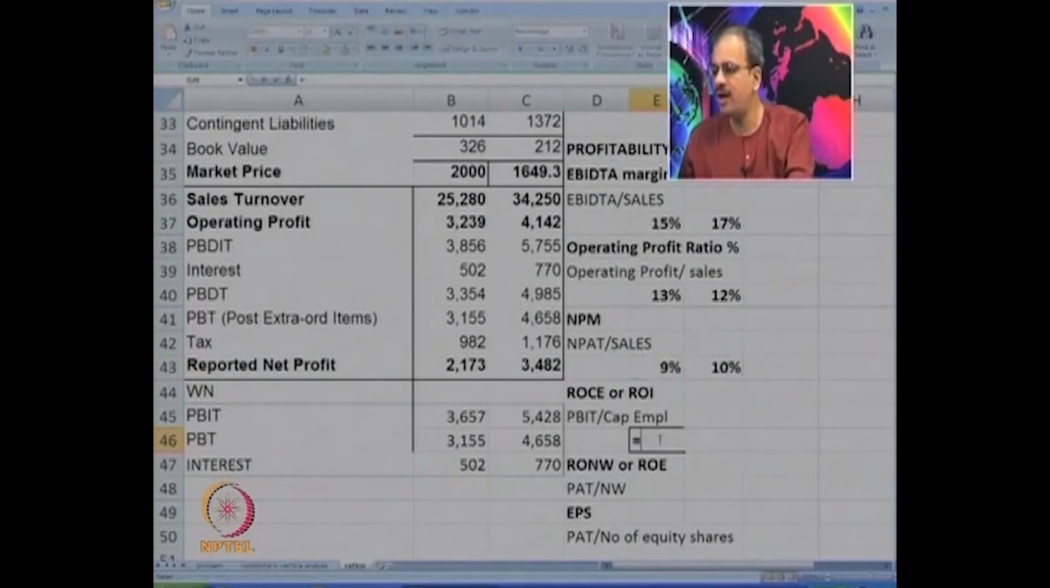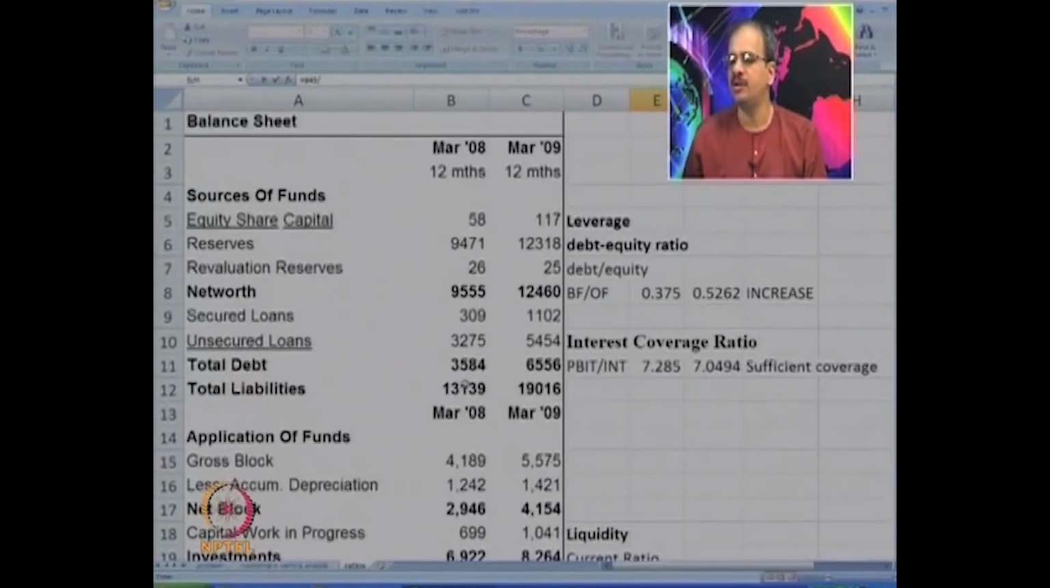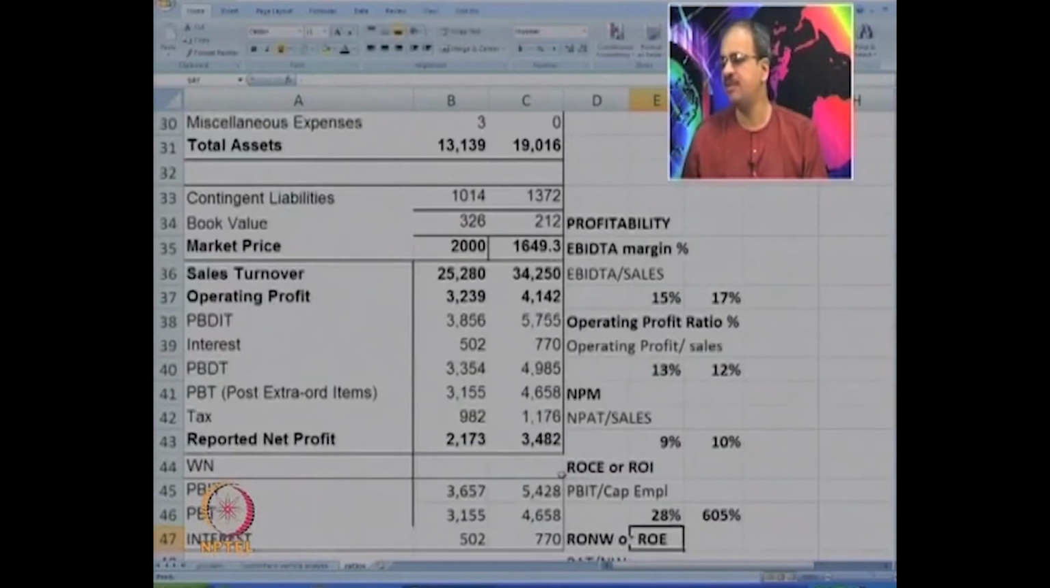So, you have PBIT, which is 3657, divided by capital employed. We have to go up to the balance sheet, where you can see there is a total of sources given. That becomes capital employed.